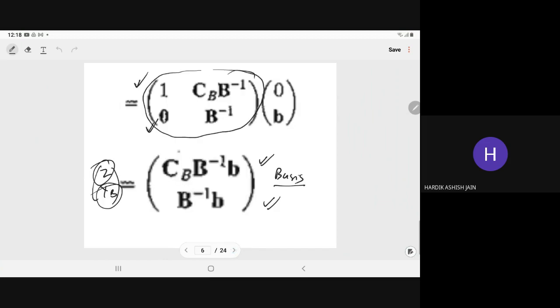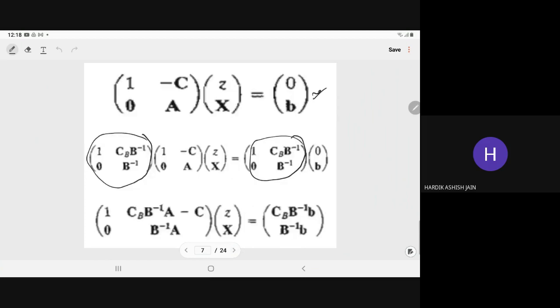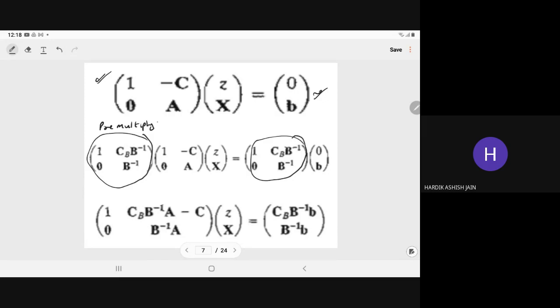So here Z is equal to CB B inverse B and XB is equal to B inverse B. So in the original equation in matrix form, if you pre-multiply by 1 CB B inverse, 0 B inverse on both sides, here you will get 1 CB B inverse A minus C, 0 B inverse A into Z, X is equal to CB B inverse B into B inverse B. So if you multiply, what you will get?